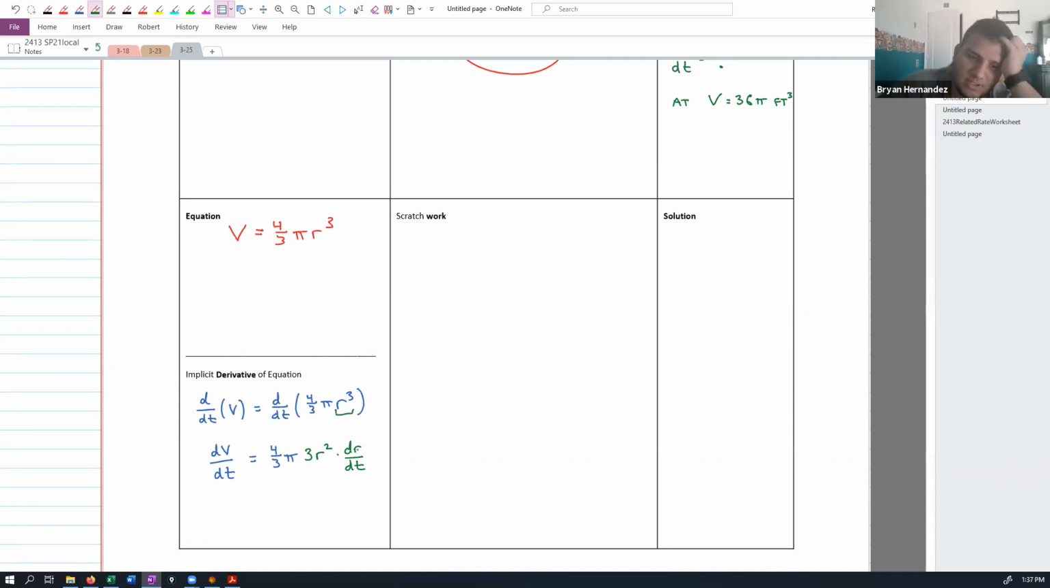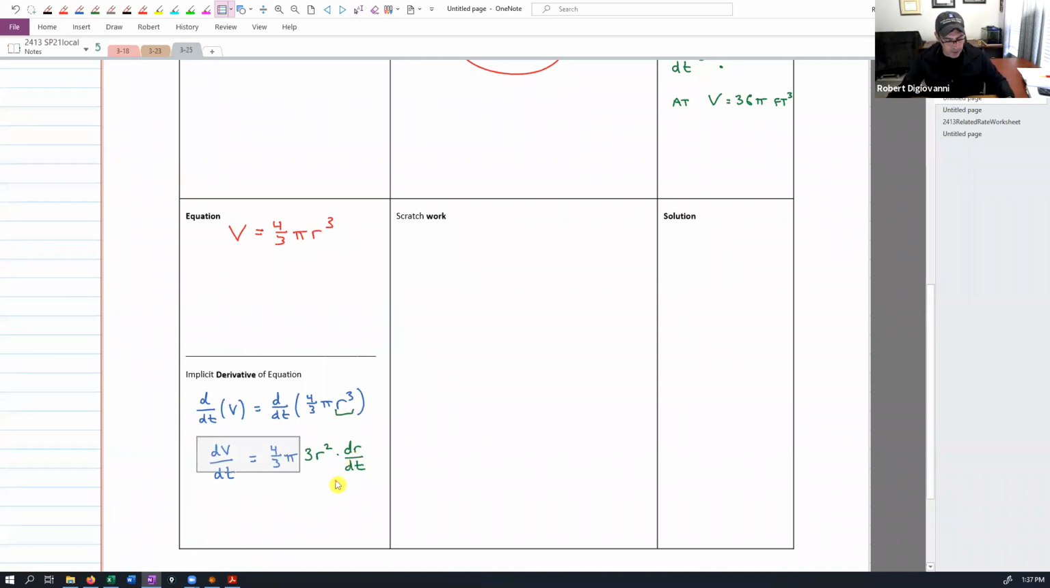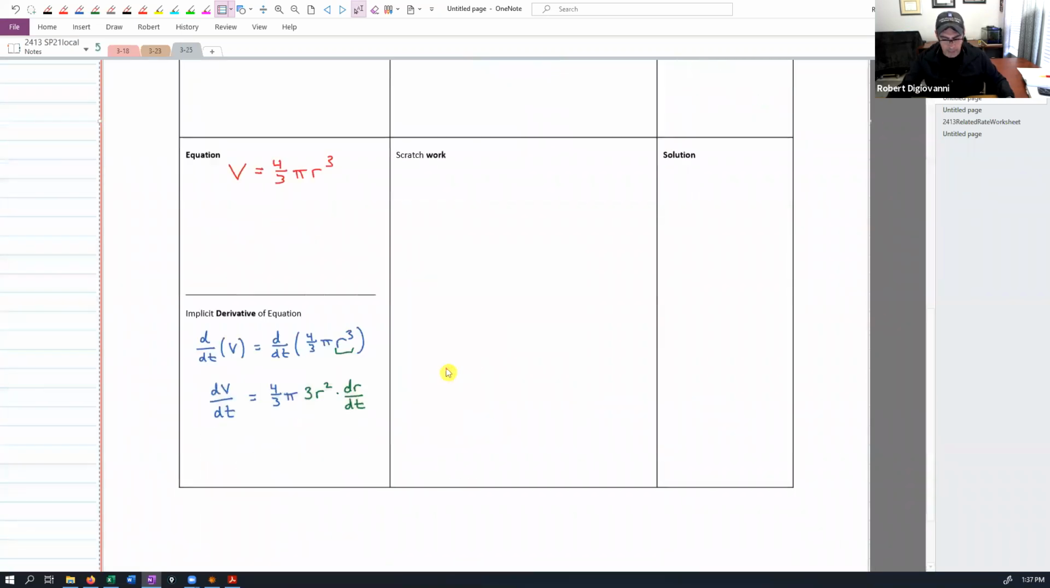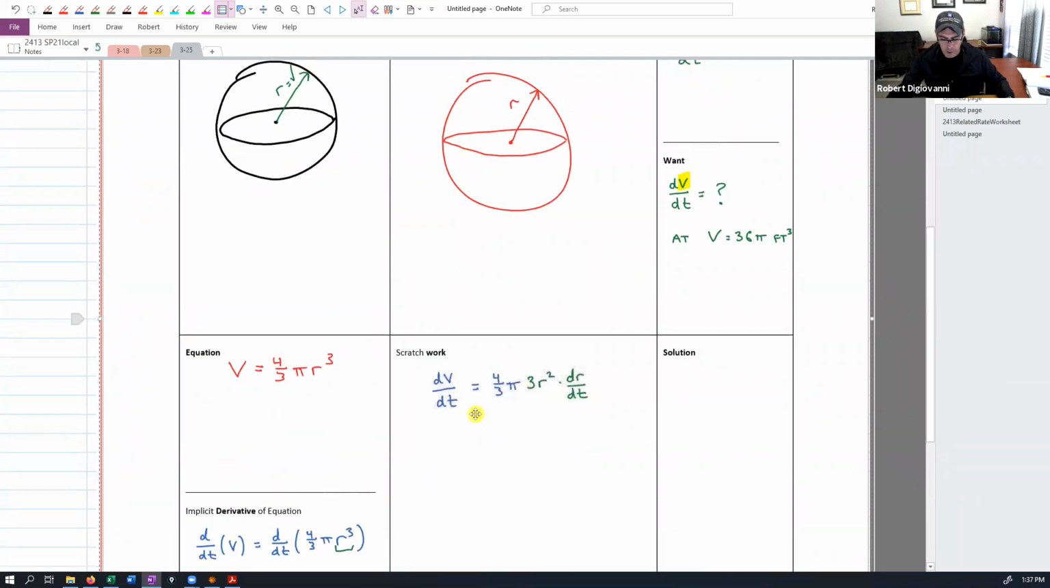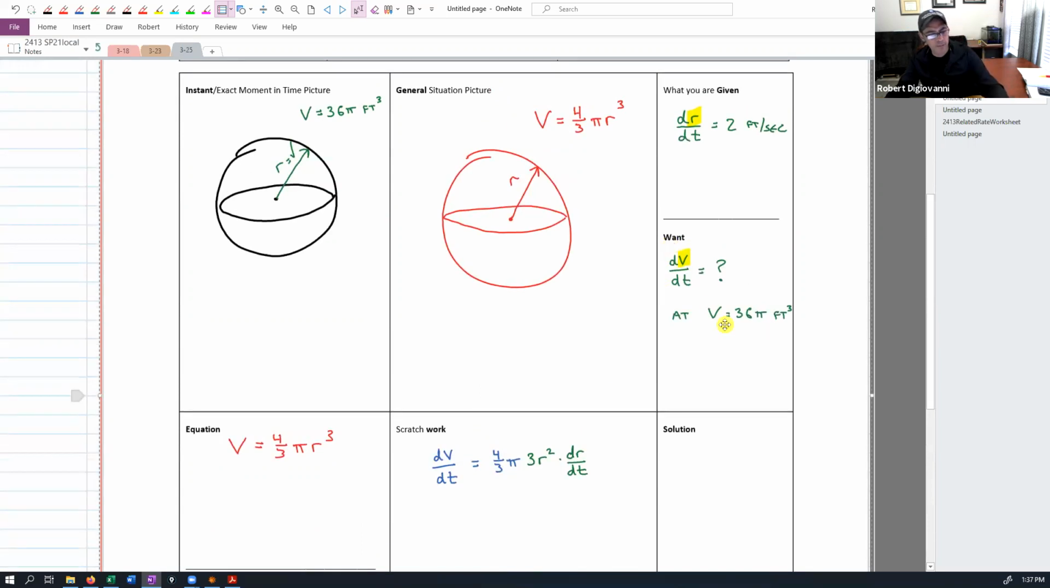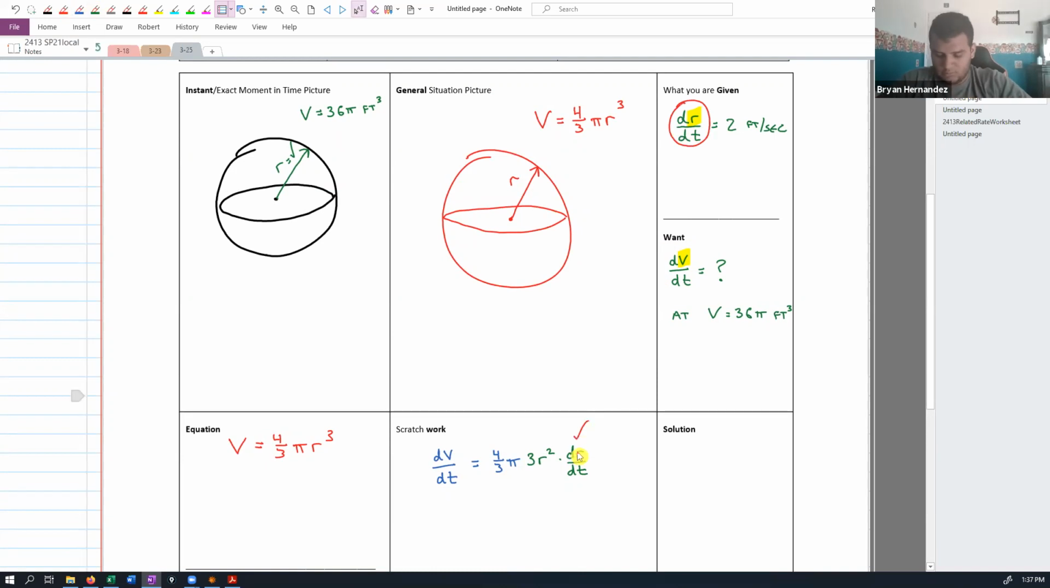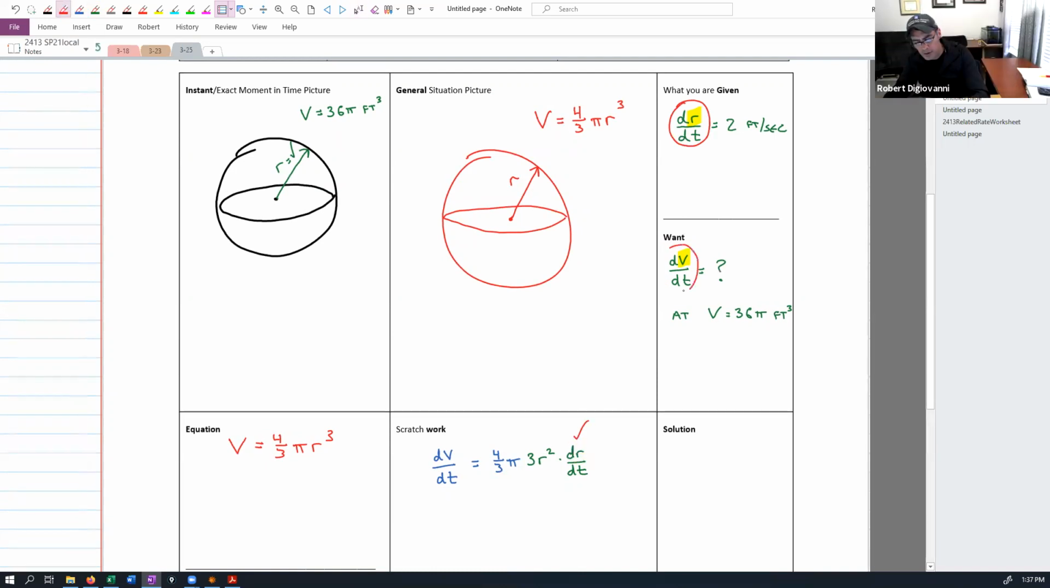Shouldn't there normally only be dV over dt in this, what you finished writing down? No, because remember, go back. I'm going to copy this real quick. Okay, here's where we are, right? What is it that we were given? We were given dr/dt, weren't we? Yes. So this we have. We want dV over dt. That's right here. So I'm glad it's here, because we want that.